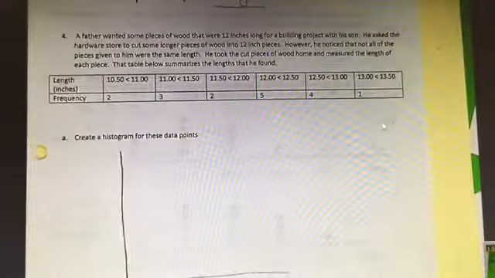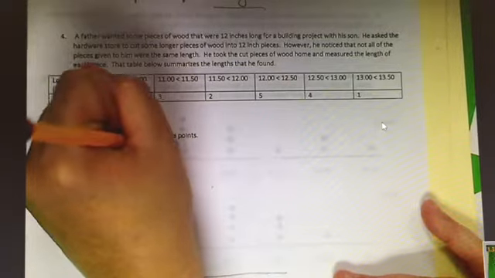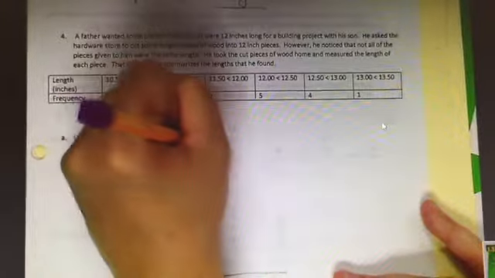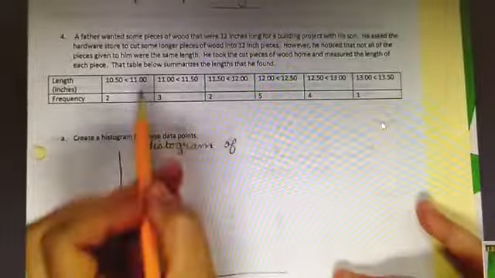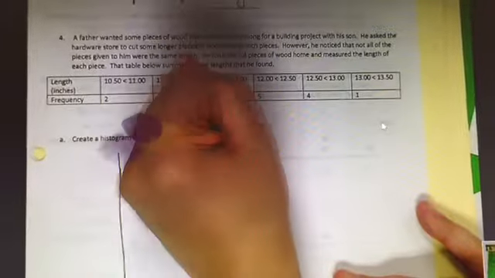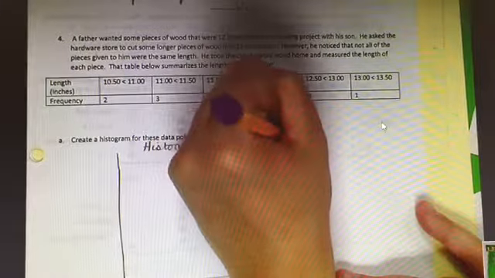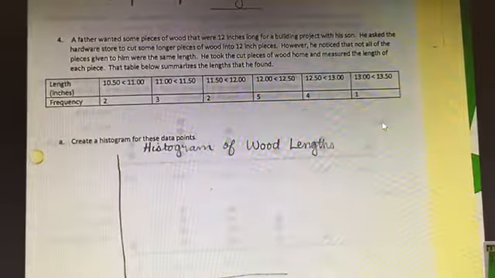So when you are creating your histogram, you're going to start with your design, your layout. What's something you should probably do first before you forget, Alicia? Title. This is a histogram, so do you have to tell me it's a histogram? Yes, so your title should have something along the lines of histogram of, and then what are we talking about? We're talking about the lengths of the wood, so histogram of wood lengths. Make sure you tell me what's being described.